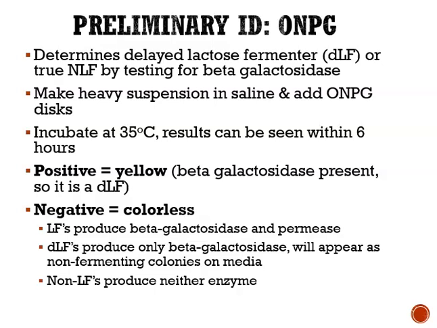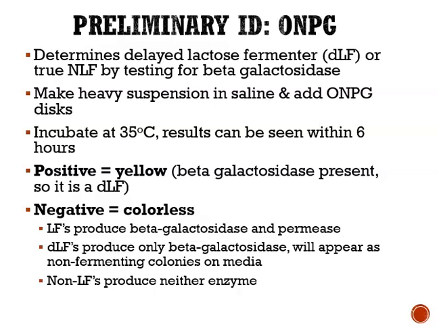Okay, the next test is ONPG. So organisms that are delayed lactose fermenters, that just means that they will utilize lactose, but it takes them a little bit longer to do that. Because of that, they can appear initially as non-fermenting colonies on your isolation media. So the ONPG test determines whether the organism is a delayed lactose fermenter or if they are a true non-lactose fermenter. So it tests for the enzyme beta-galactosidase.